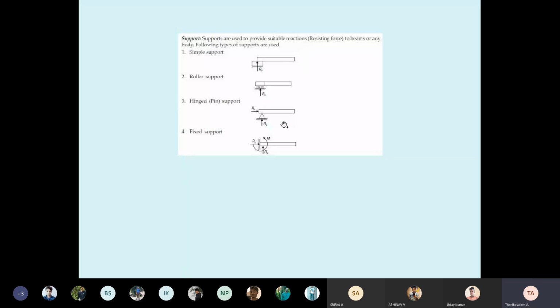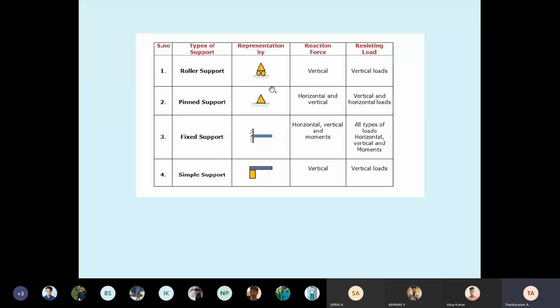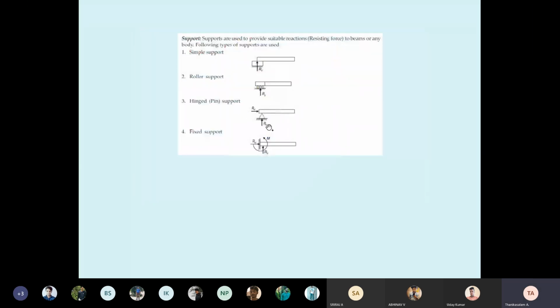Then hinged support or pin support. It gives two reactions, RX and RY. Students, remember, whenever the word hinged support or pin support is named, you have to draw two reactions. You see the shape of the hinged support. This is the pin support, sometimes a small pin is connected. There is an RX and an RY.